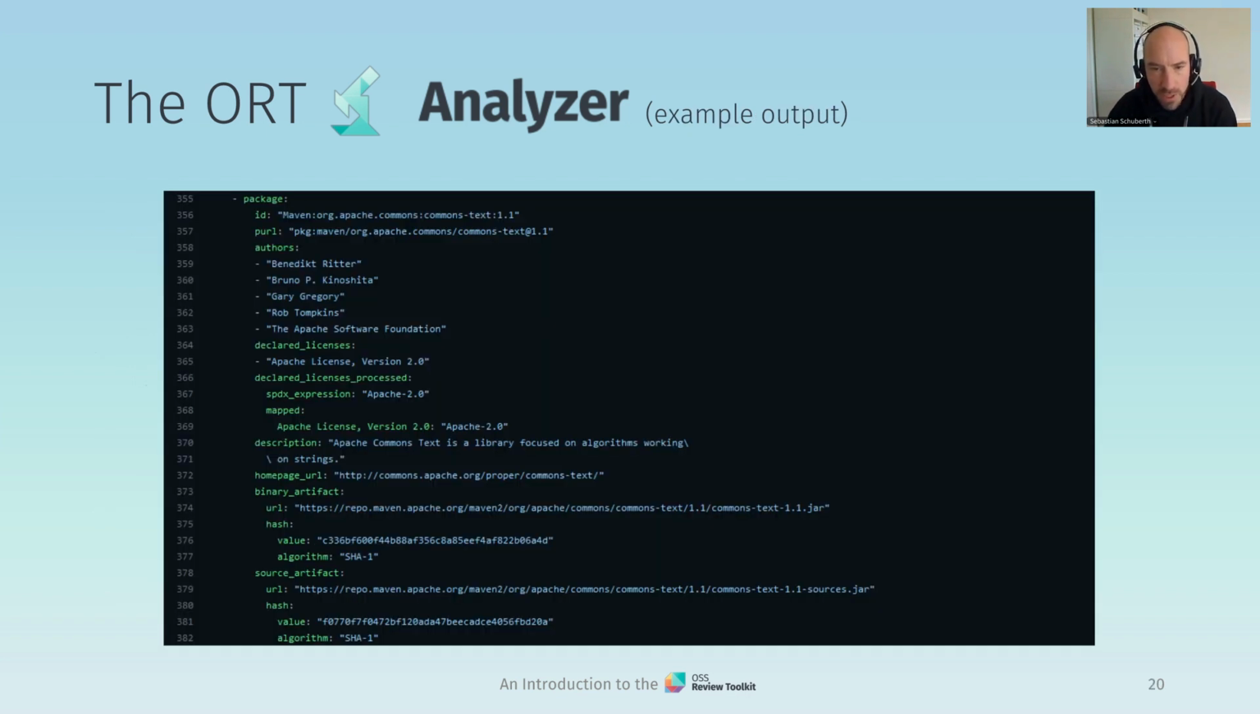If you're wondering what kind of metadata we are collecting in the analyzer, here is a brief example output. I hope it's readable. The font is maybe a bit small, but just to give you an idea. So we have the package identifier, both in our own format and in the package URL in the purl format. All of this is there.